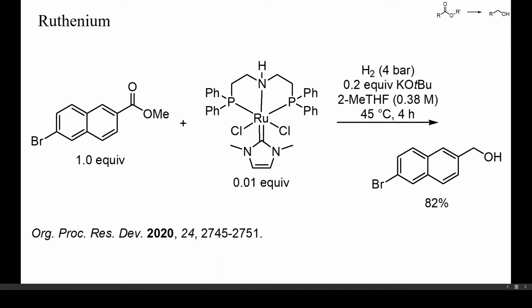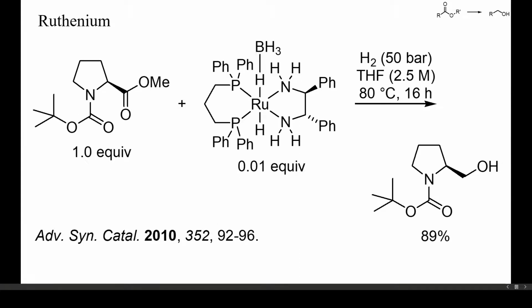In this example, a ruthenium-carbene complex was used as catalyst, again with an aminophosphine ligand. Despite the high reactivity of naphthalenes, no arene hydrogenation or carbon-bromine bond cleavage occurred. Only 4 bar of hydrogen was sufficient to attain a complete hydrogenation after 4 hours.